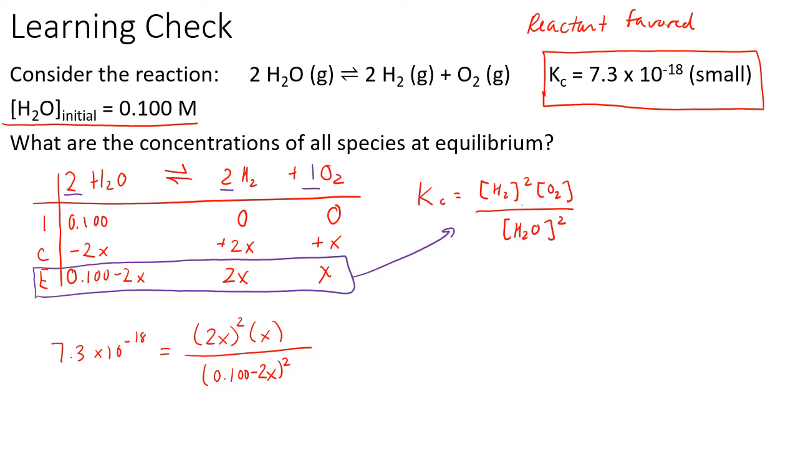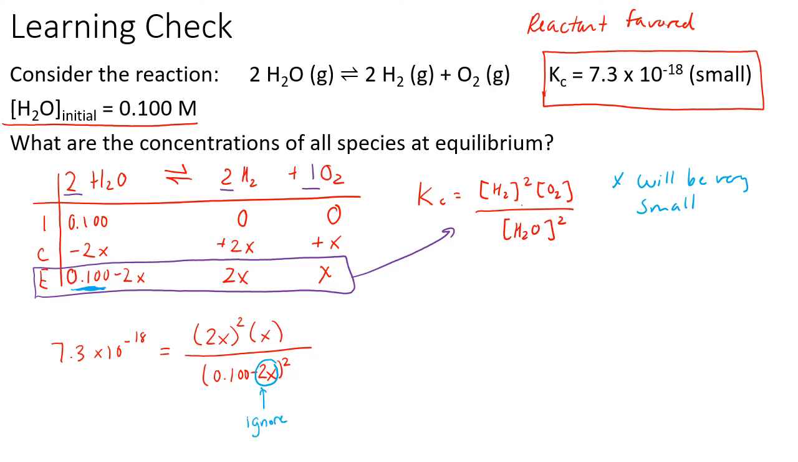So to make this simpler, because we have such a very small value for K sub C, we can ignore any x's that are added or subtracted. Now, this value right here, 2x, is subtracted from the initial concentration. Whatever x ends up being, it's the amount of oxygen that's formed, and 2 times that amount is how much water reacts. It's going to be a very small value. And so we won't be able to subtract it using significant figures from our initial concentration of 0.1 molar very well anyways. So we can ignore this whole minus 2x term.